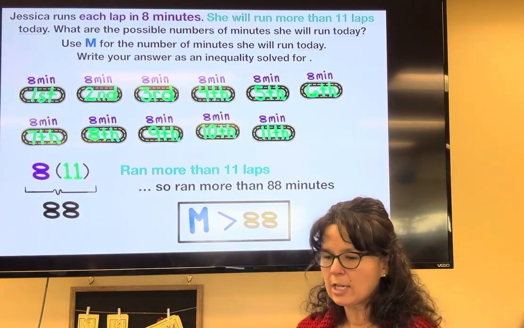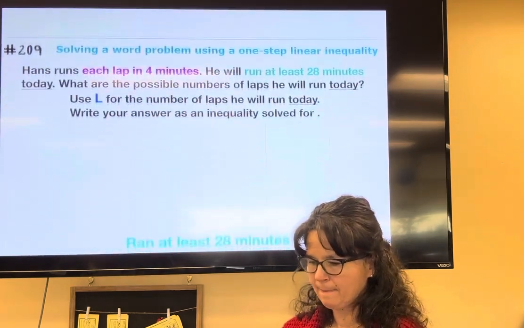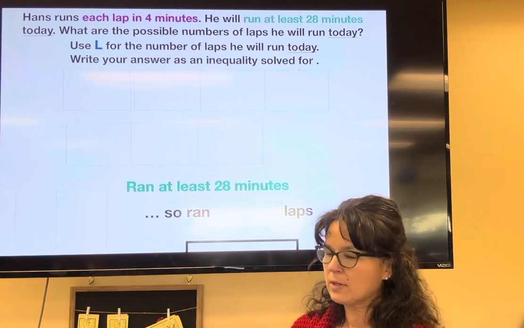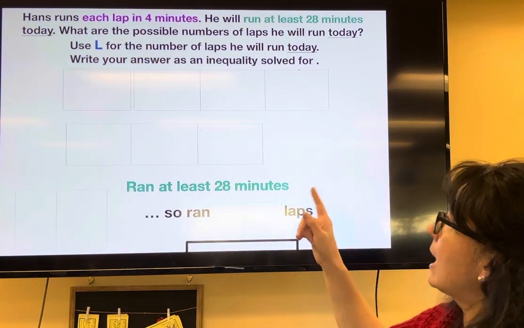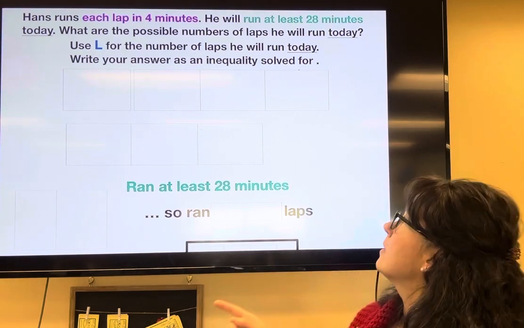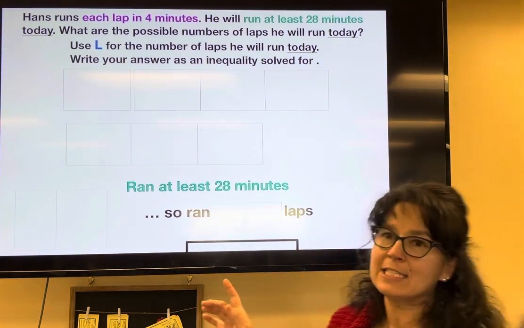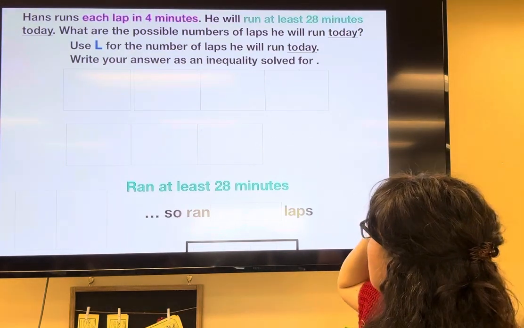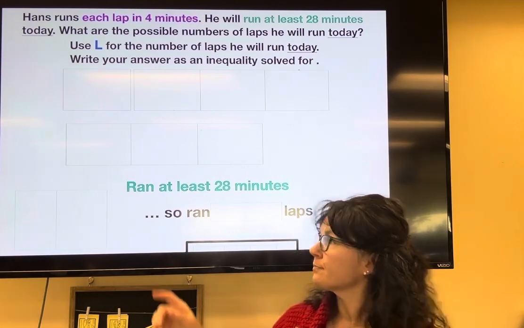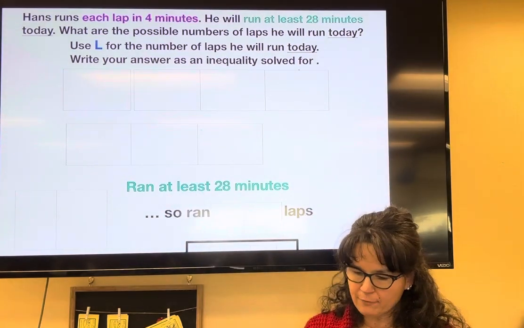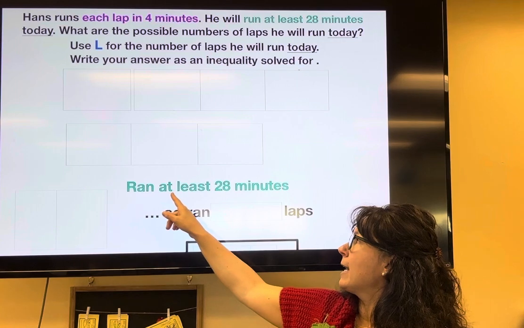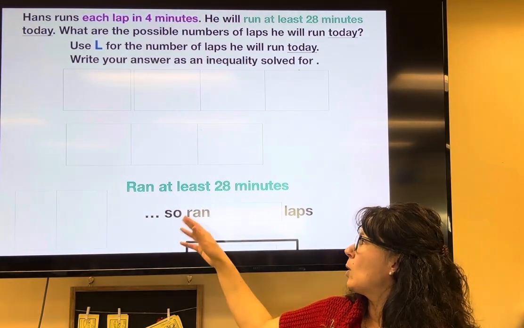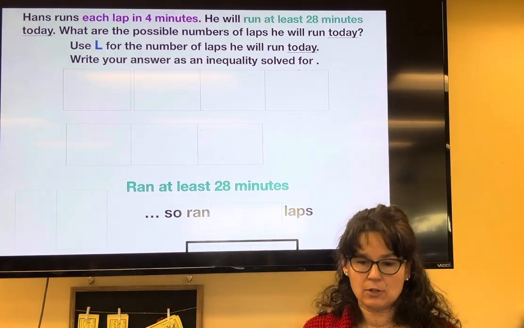Okay, so let's take a look at another one. It's similar, but there are a few differences. It says that Hans runs each lap in 4 minutes. He will run at least 28 minutes. What are the possible numbers of laps that he might run? Okay, so picking out just the important information here, he ran at least 28 minutes, and so we're trying to figure out what that means for how many laps he must have run.